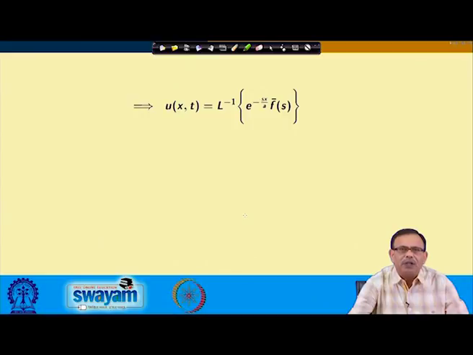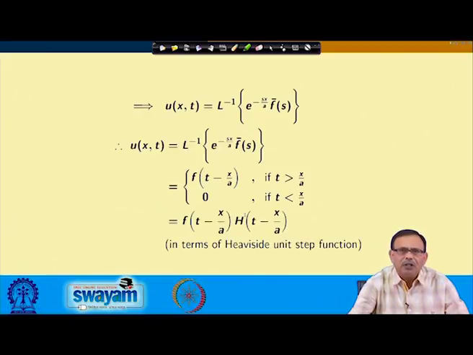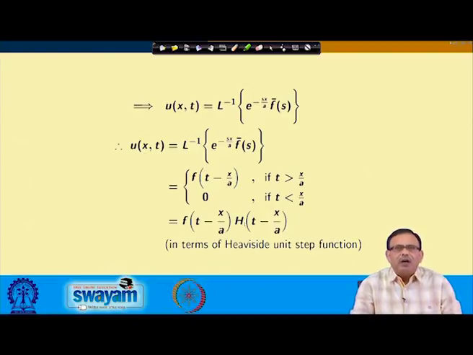So, u(x,t) I can write down using inversion as the Laplace inverse of this function, and u(x,t) equals, I am writing e^(−sx/a) into f̄(s), and whose value is equal to f(t − x/a) if t is greater than x/a and 0 for t less than x/a, which I can write in the form of f(t − x/a) h(t − x/a), where h is the Heaviside unit step function. So, we have solved this problem for general f(t), and for any function f(t) I do not have to resolve the problem. Simply by changing the value of f(t) I can get the solution u(x,t).